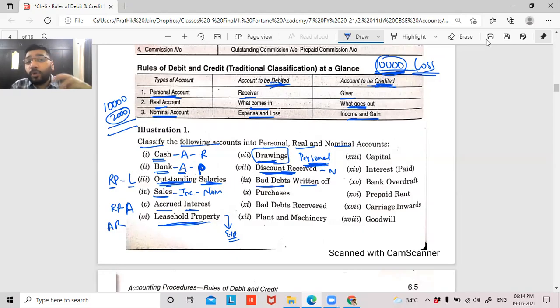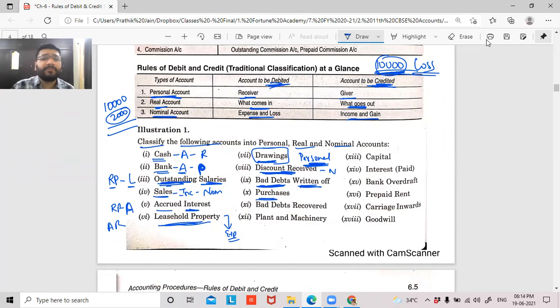So bad debt is a specific case. Bad debt means that you have sold goods to the customer and the customer later did not make you the payment. So that transaction where the customer is saying that I'm not going to give you the payment is called bad debt. Bad debt written off. About this we'll be discussing in detail when we do chapter number 8.